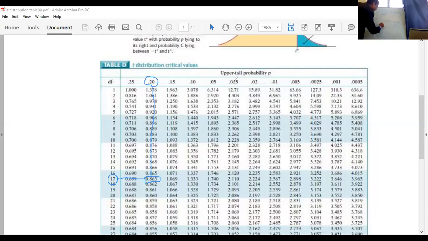And what is the alpha value in this case? 0.05. Now, is the p-value 0.40 less than 0.05 or is 0.40 greater than 0.05? Which one is it?